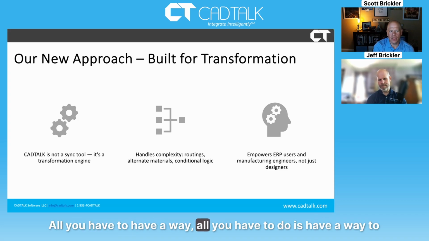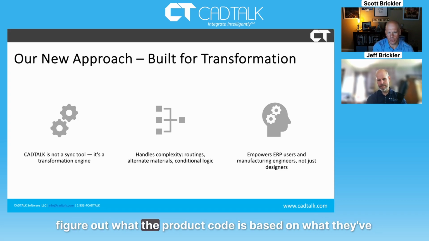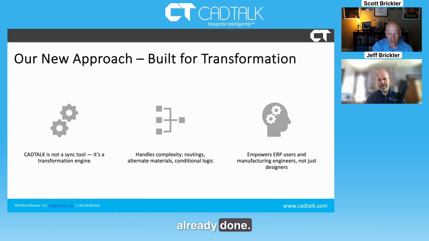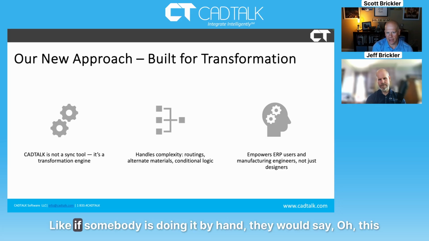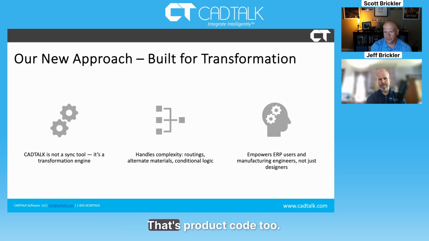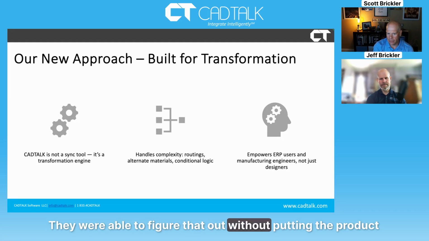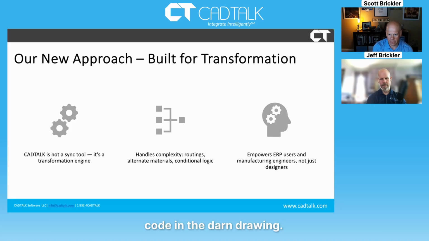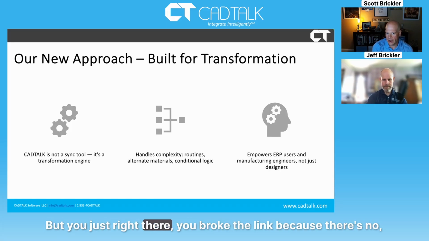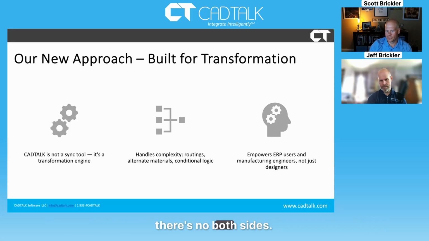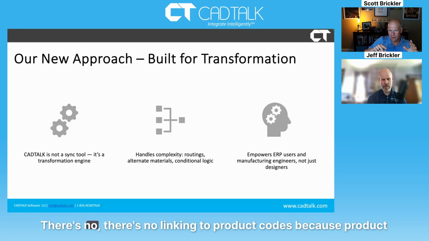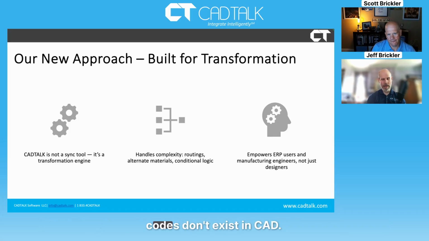All you have to do is have a way to figure out what the product code is based on what they've already done. Somebody knows that. If somebody's doing it by hand, they would say, oh, this is such and such thing that we're doing, it's product code 2. Well, great. They were able to figure that out without putting the product code in the darn drawing. Why can't the software do that, right? But you just broke the link, because if there's no both sides, there's no link anymore. There's no linking to product codes, because product codes don't exist in CAD. They're not a CAD equivalent.